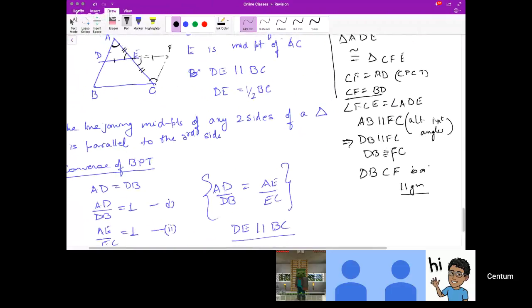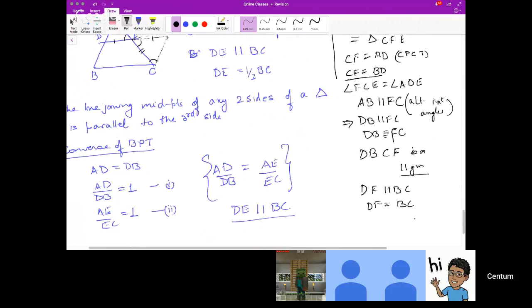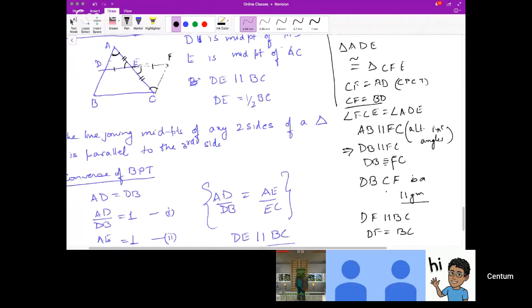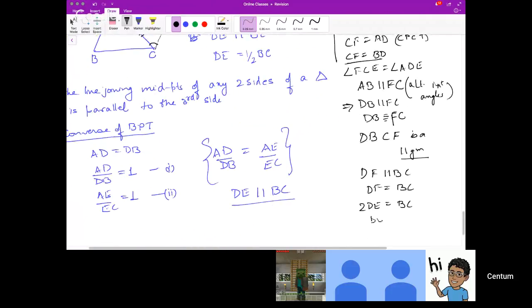DBCF. Because after this, the logical thing is we will go towards similarity. So DBCF is a parallelogram. When DBCF is a parallelogram, what do we observe? DF is parallel to BC and DF is equal to BC. Now DF is nothing but twice DE, because DE was equal to EF. So this is DE equals half of BC. Hence DE becomes half of BC. Proved. Okay, so this was theorem number 2.